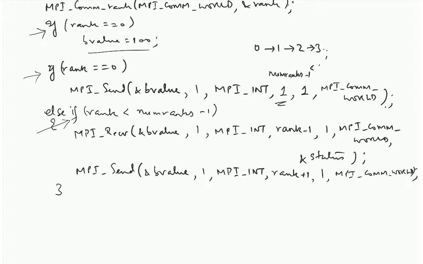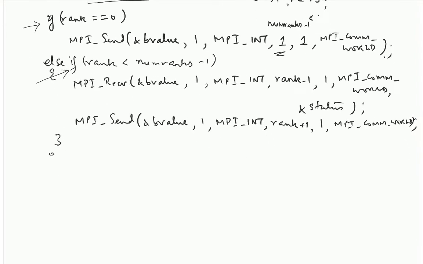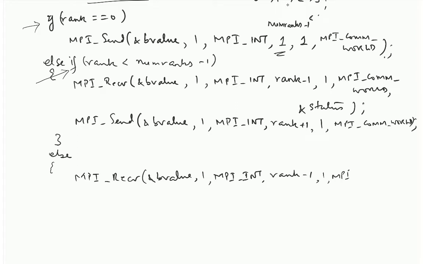And now let me quickly write the code for the last rank. The last rank will simply post a receive. It just has to receive the data: 1 MPI int from whom? From rank minus 1, MPI com world, and status.